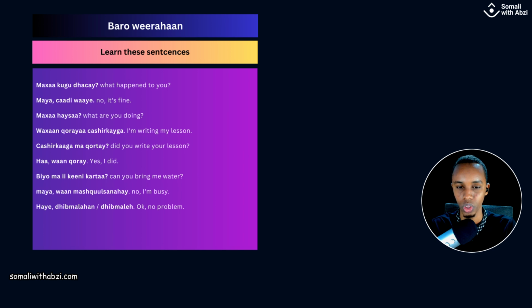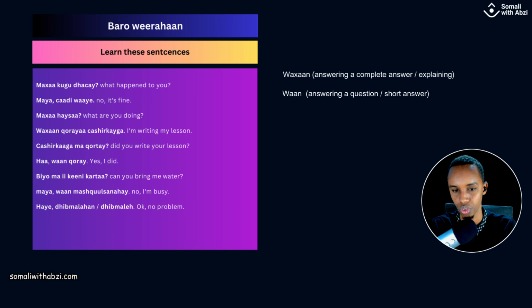Casharkayga is my lesson. So in Somali language, we use sometimes waxaan and sometimes we use waan. Maybe you confuse that. It's just same. I mean, it's just easy. Waxaan is for when you go in to answer in a complete or descriptive answer. For example, you're going to explain things. You're going to say, I am writing my lesson.